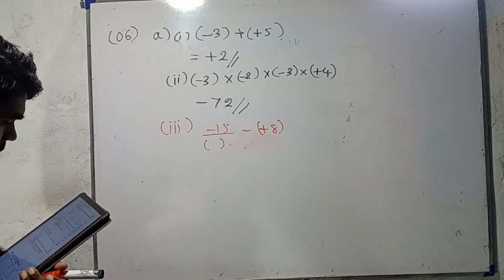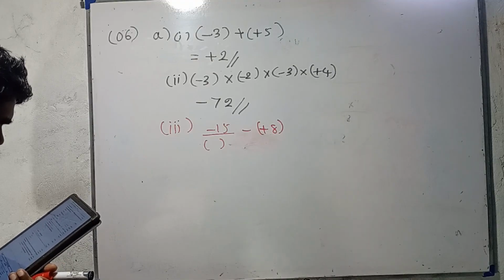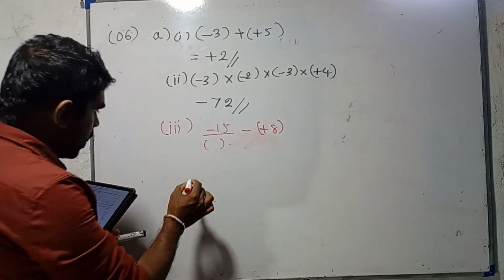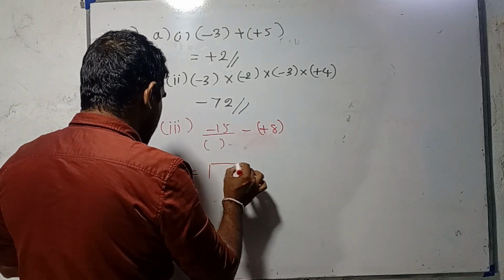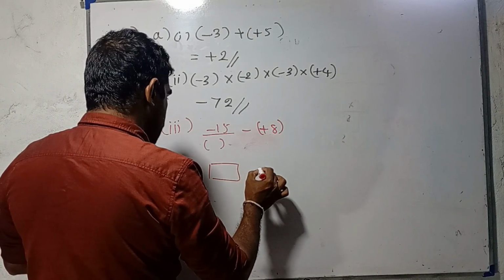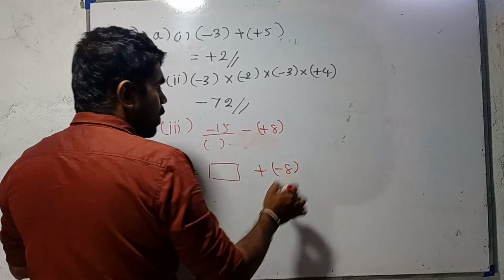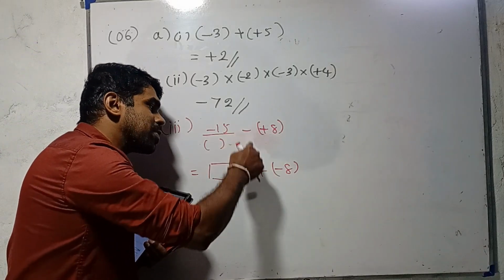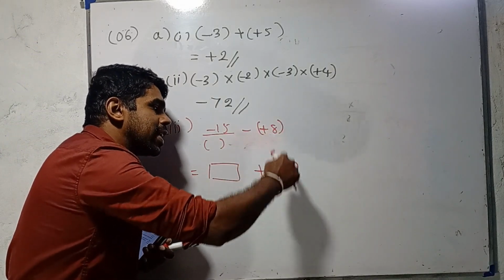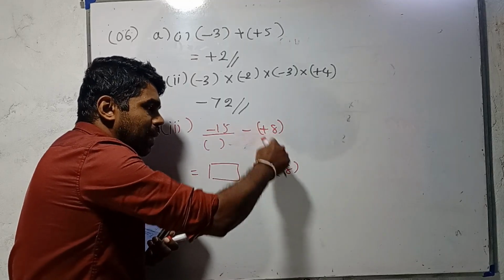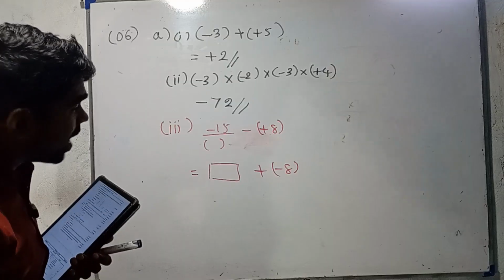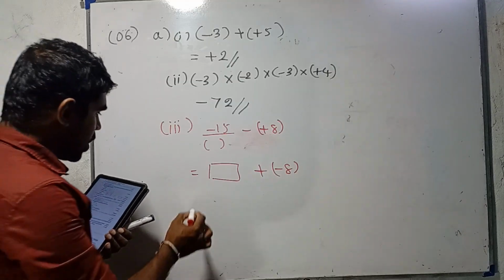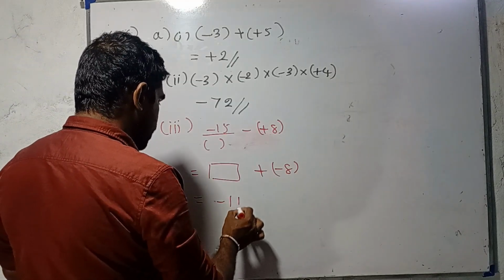In the next step, they have given a blank space plus minus 8. We know that when subtracting directed numbers, we have to convert the minus mark to a plus mark and write the term with the opposite mark. This one is plus, so we have to write it with a minus mark. Then the answer is given as minus 11.